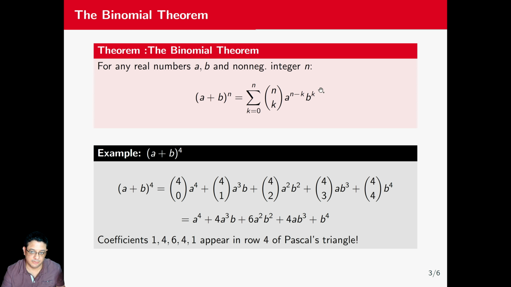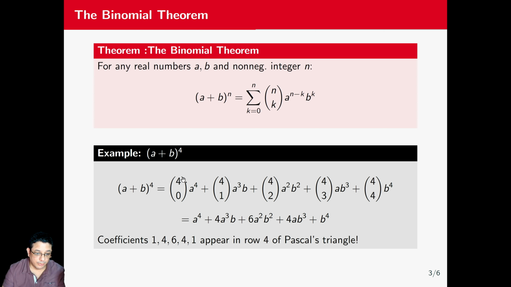So b is not there. Because n is 4 in this case, we get a to the 4 first. Then you start reducing. K equals 1, you're going to get a to the 3 b, a to the 2 b to the 2, a b to the 3. And finally, when k equals 4, we get b to the 4, and a is going to disappear.